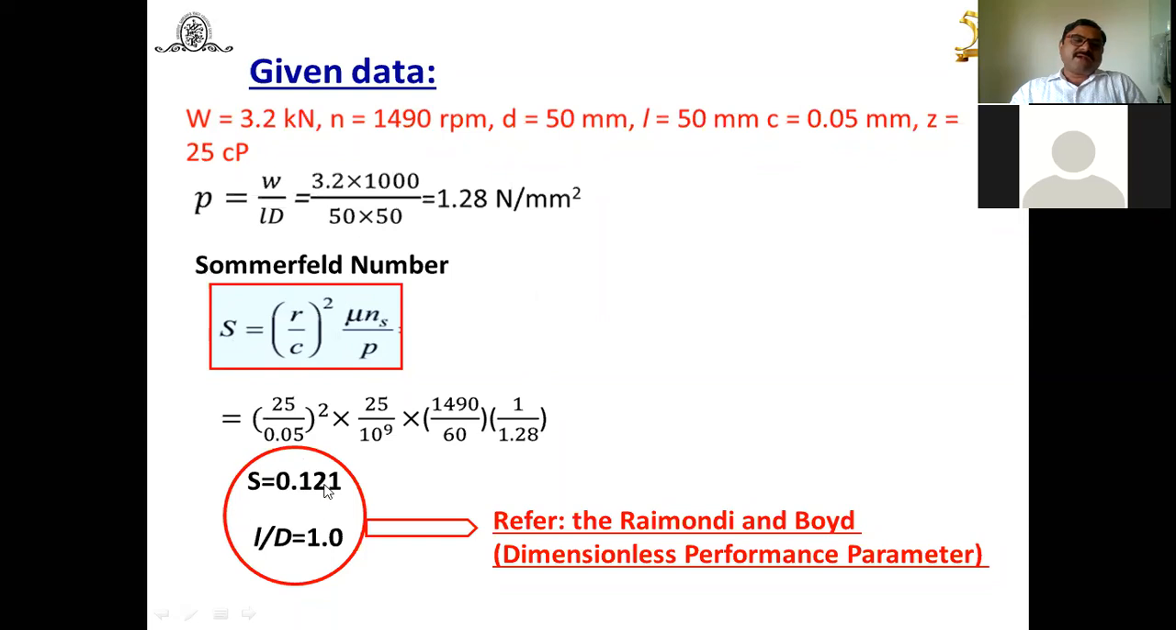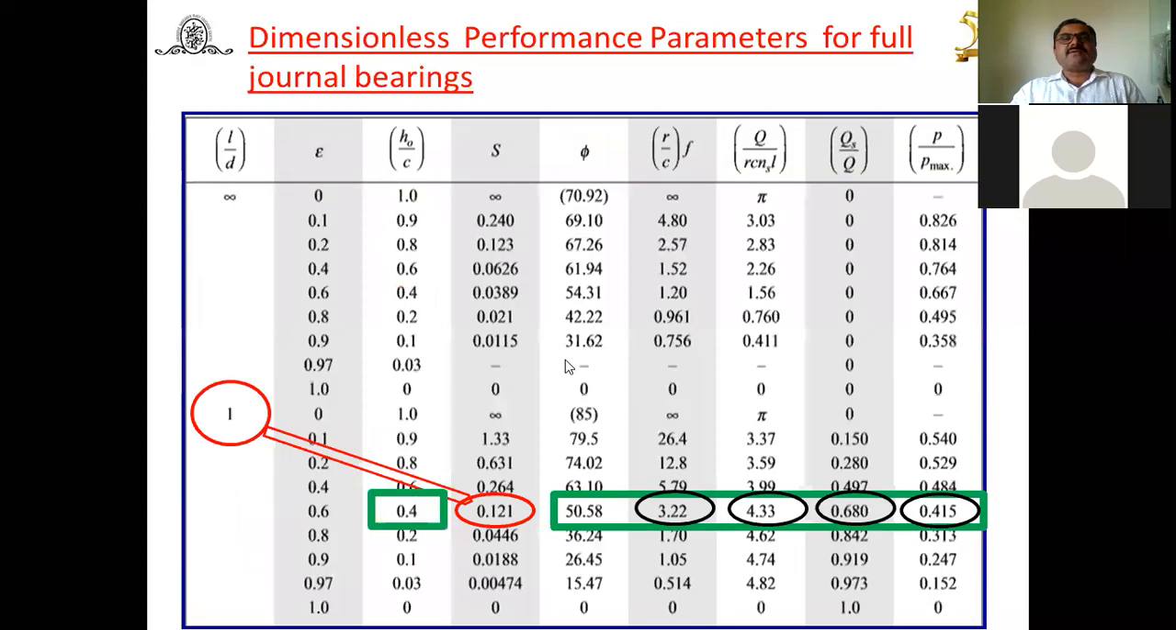Now we have the Summerfield number, and the L by D ratio is equal to 1. So what do we have to do? Now we have to refer to the Raimondi and Boyd chart. While designing a sliding contact bearing, many times we have to refer to this chart to get the other parameters. Now how to refer to it? Let us see. We have S equal to 0.121. This is the chart provided by Raimondi and Boyd, and we are going to use it. All these are dimensionless performance parameters.